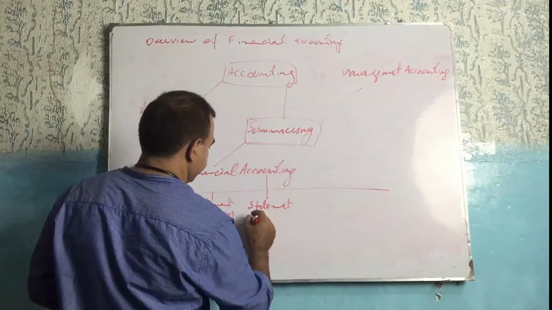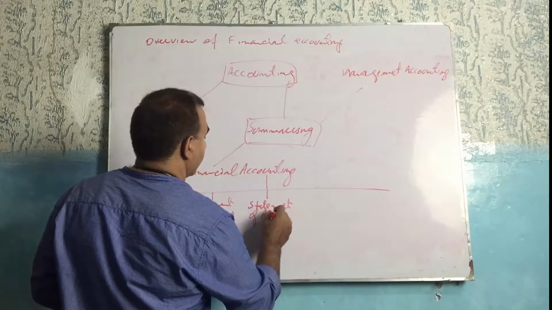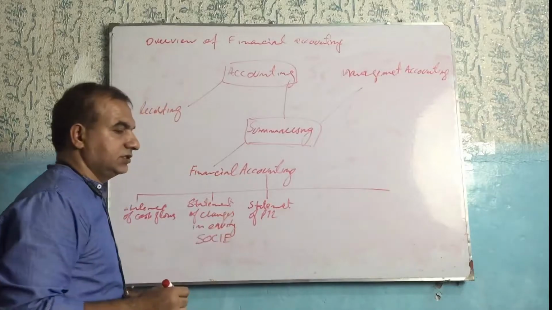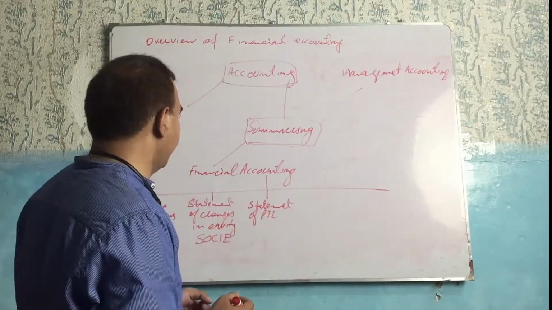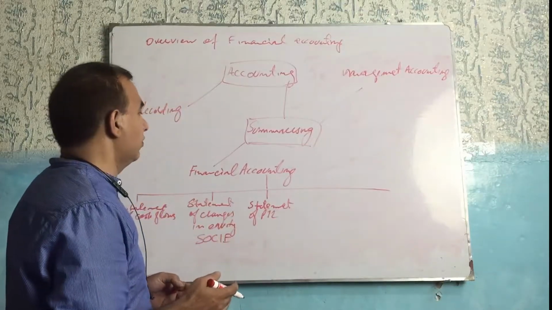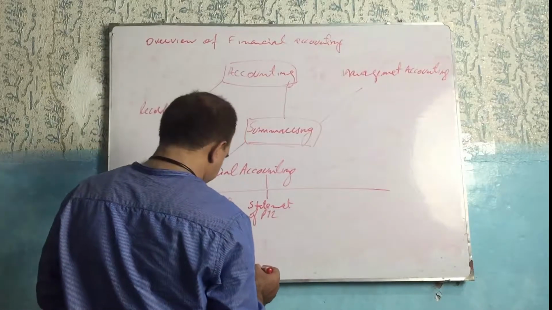the statement of profit and loss. This is the main report because this is the objective of the business. We are doing it for profit. So this statement will show how good or bad we are doing.